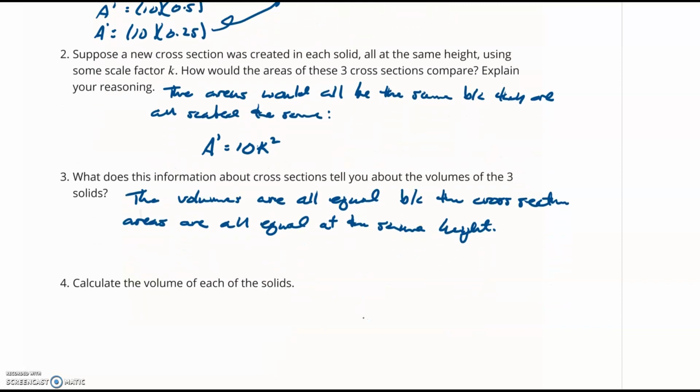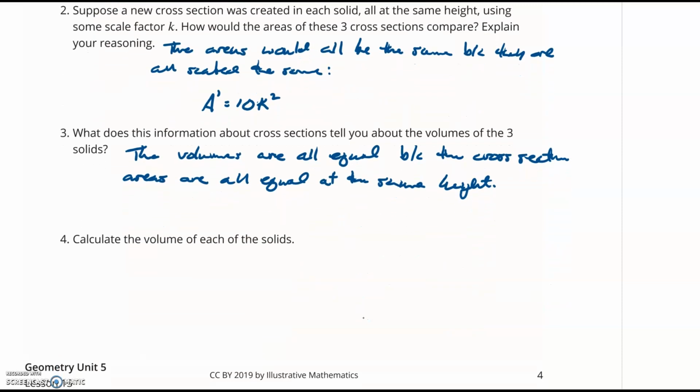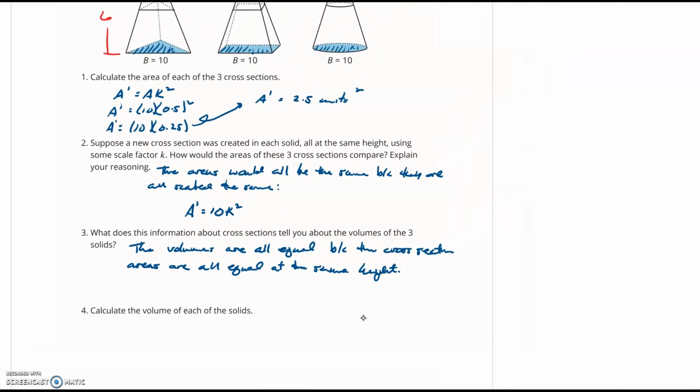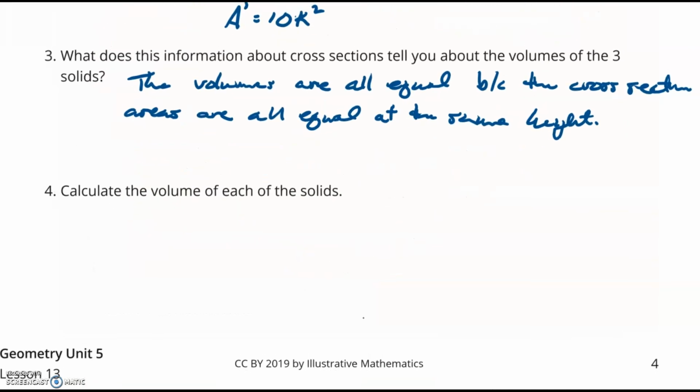Perfect. Now we want to calculate the volume of each of the solids. Well, looking at these solids, the base areas are all the same, and I know the volume of each of these solids is going to be the base area times the height divided by 3, which is exactly what we found in the last problem set.